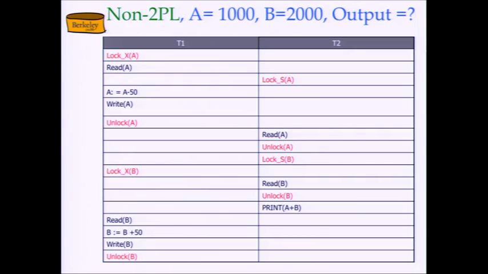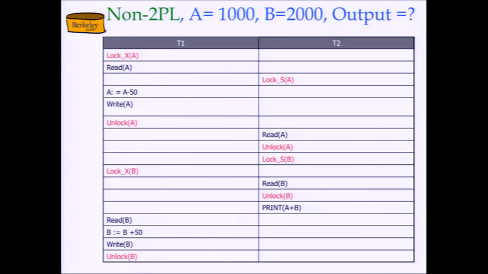Okay, so now we're at line 1, 2, 3, 4, 5. We've just written A back to the database, and we unlock A in T1. Now T2 is going to read A, and it gets what value for A? It believes A is 950. And it unlocks A, and it gets a shared lock on B, which is kind of irrelevant because we're ignoring locks clearly.